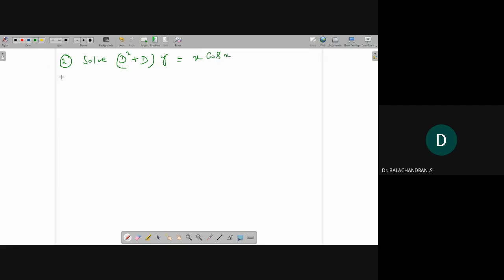Okay, now solution. So the auxiliary equation is m square plus m equal to 0. This implies m into (m plus 1) equal to 0. So m equal to 0, m equal to minus 1. So the complementary function is equal to c1 into e power 0x, which is 1, plus c2 into e power minus x.